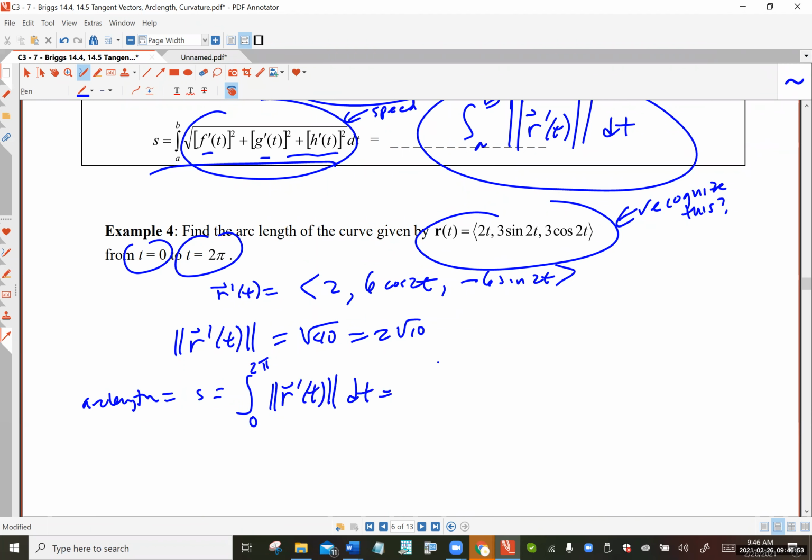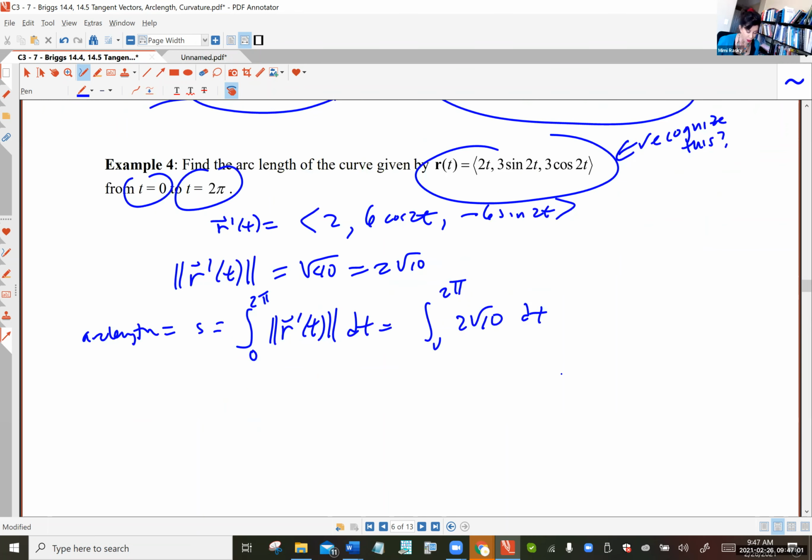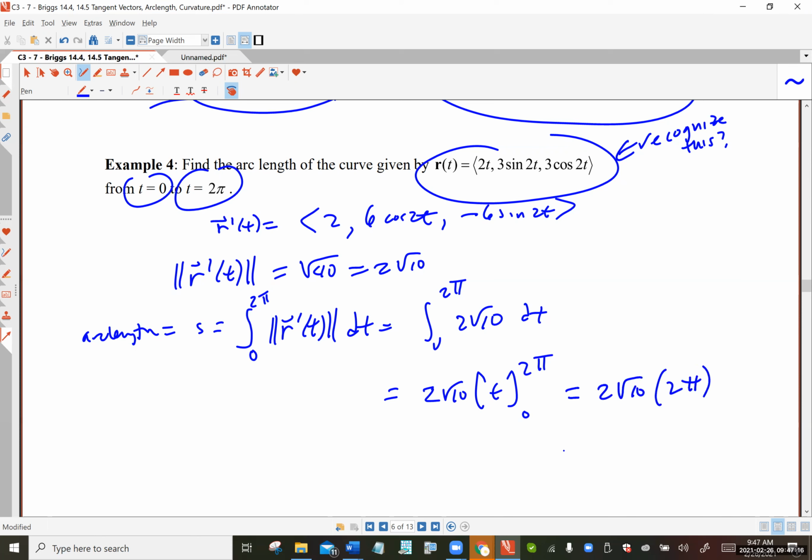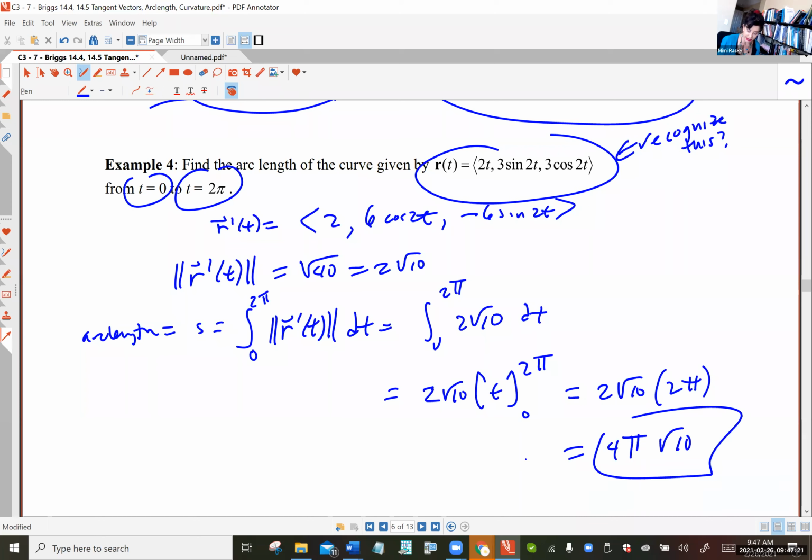And this is kind of an easy problem because speed turned out to be a constant, which is really awfully nice. That doesn't usually happen, but hey, when it does, it's cool. And we're like, oh man, this is an easy integral. You're just going to get 2 square root of 10 times t, where t gets evaluated between the limits 0 to 2 pi. That's 2 square root of 10 times 2 pi, and ultimately we get 4 pi square root of 10. And we're done. That's the arc length.